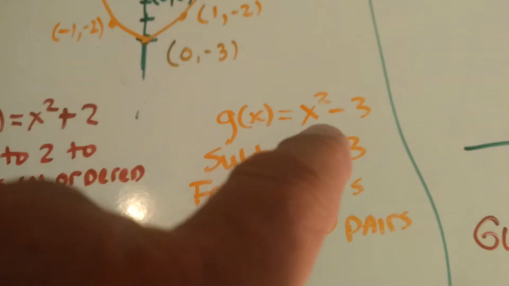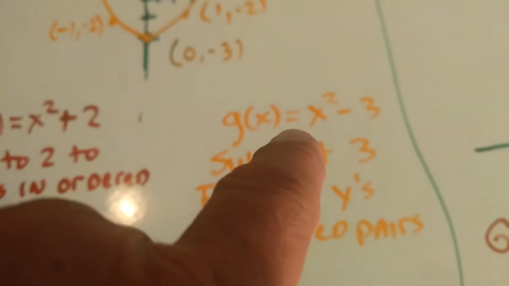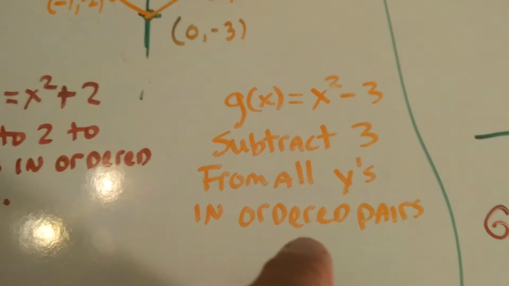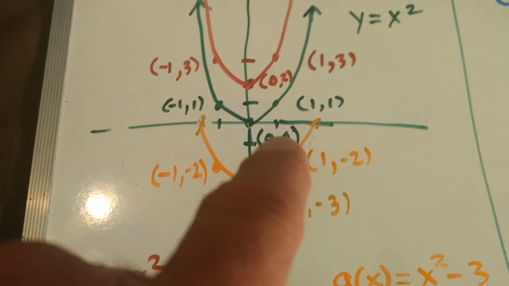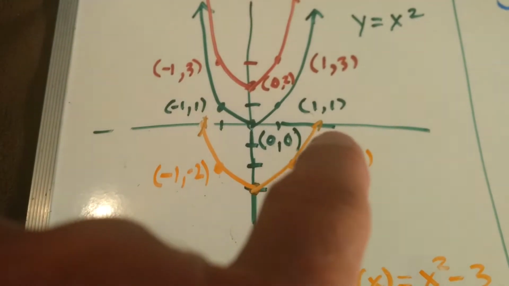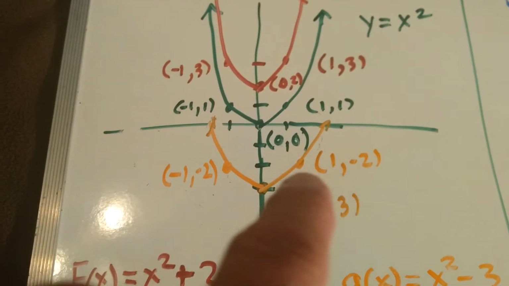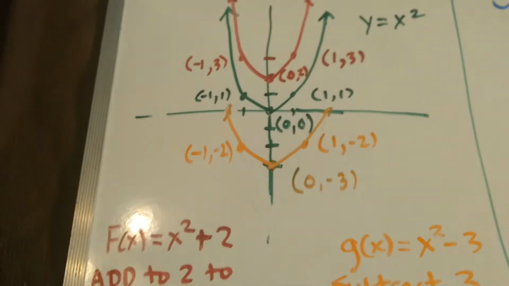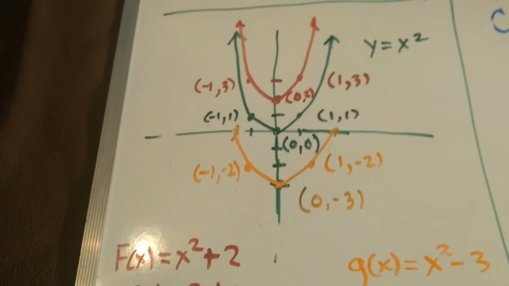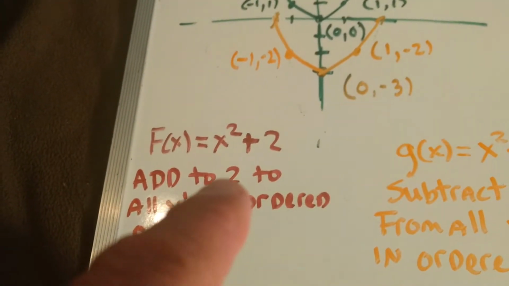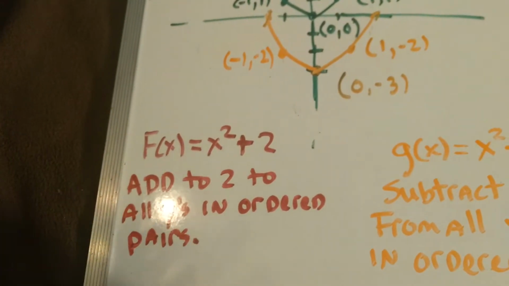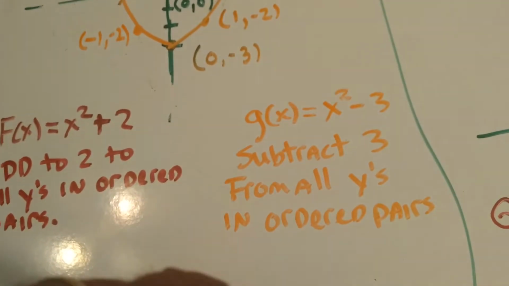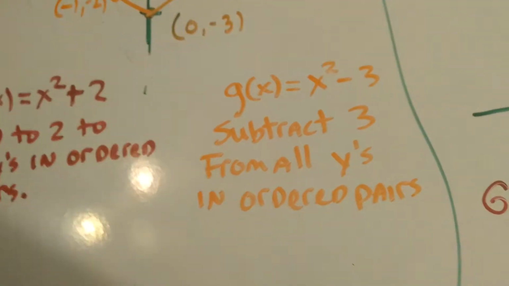What happens if we subtract a number from the x squared? We're going to subtract whatever that number is from all the y's in the ordered pair. So when I subtract 3 from here, I get (0, -3). When I subtract 3 from here, I get (1, -2). When I subtract 3 from here, I get (-1, -2). That's called a vertical transformation or vertical shift. Adding a number to x squared, I add that number to the y's. Subtracting a number from x squared, I subtract that number from the y's.